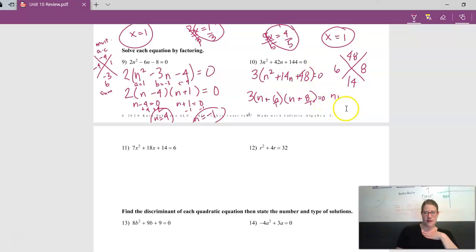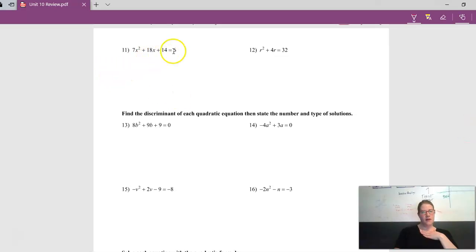So we need to find the zeros. n plus 6 equals 0 means that n equals -6. n plus 8 equals 0 means that n equals -8. So there's my two solutions.